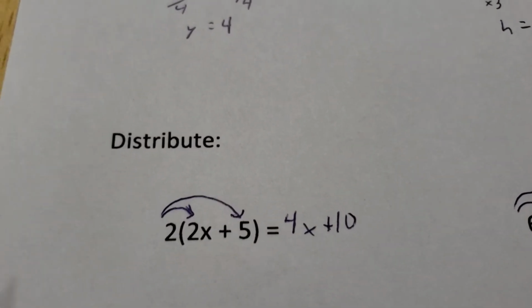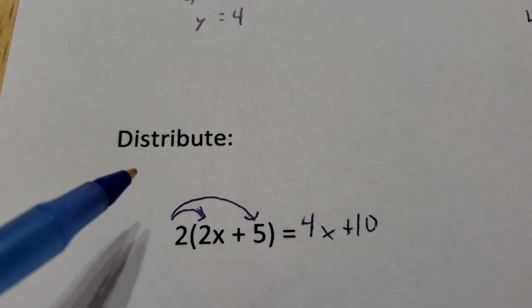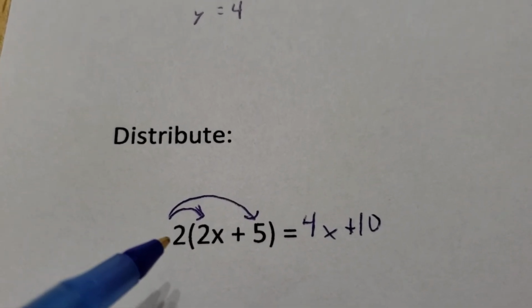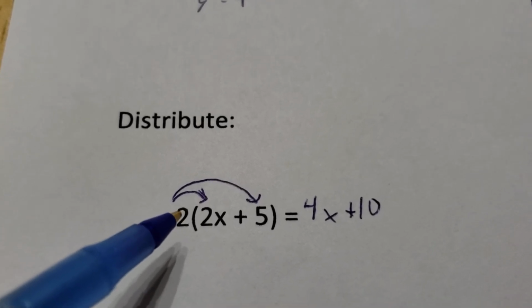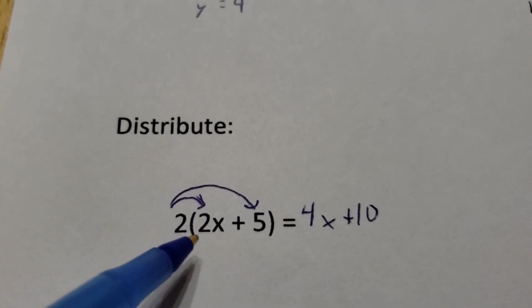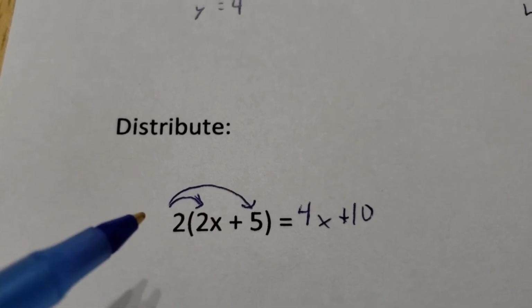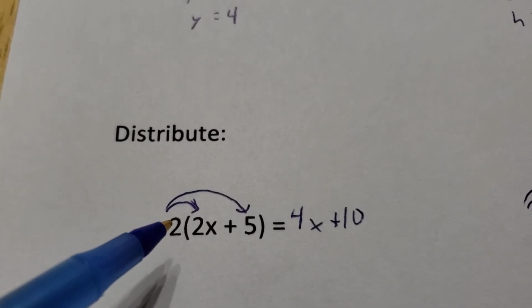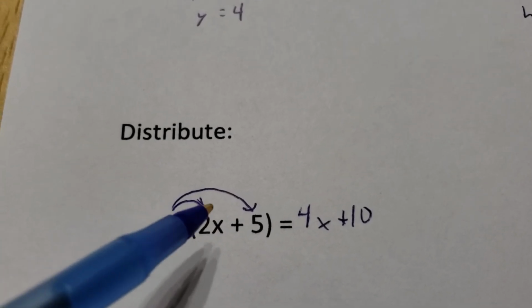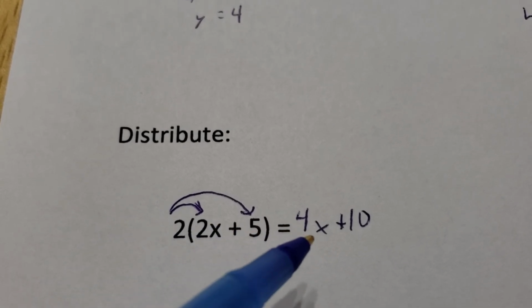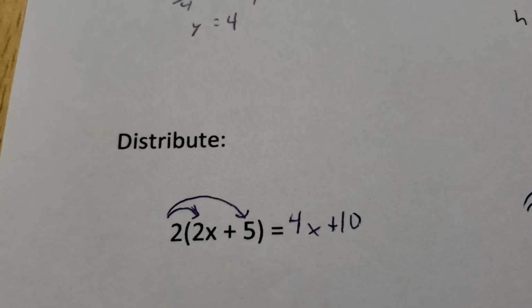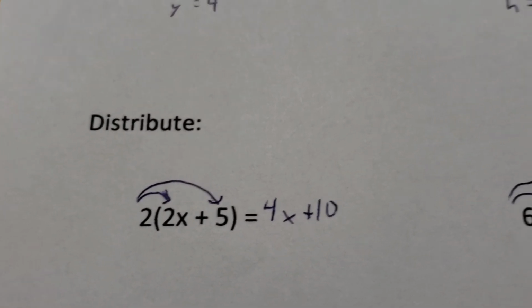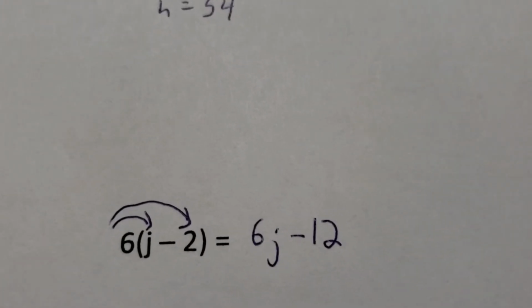Now our distributive property here. When you're asked to distribute, you're asked to just work on one side of an equation in this situation. It's 2 times a quantity, 2x plus 5. What I want to do is make sure I multiply 2 to each part inside. 2 times 2x gives me 4x. 2 times 5 gives me 10. So 4x plus 10 is my final answer when I've distributed here.